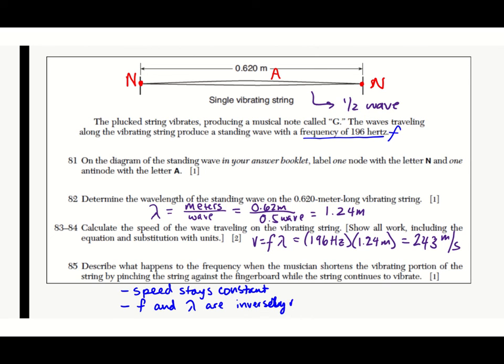If you have a music background, this might be easier for you, especially when you play string instruments. The shorter the string, the shorter you fix your string with two fixed points, the higher the note. So when the musician shortens the string, the wavelength goes down. And as a result, the frequency will increase. So for your answer, you're going to say frequency increases.